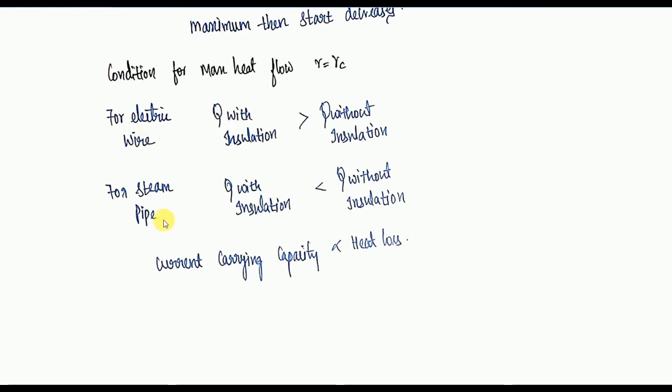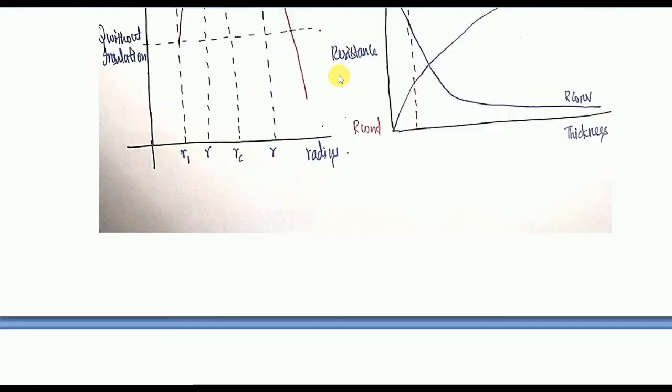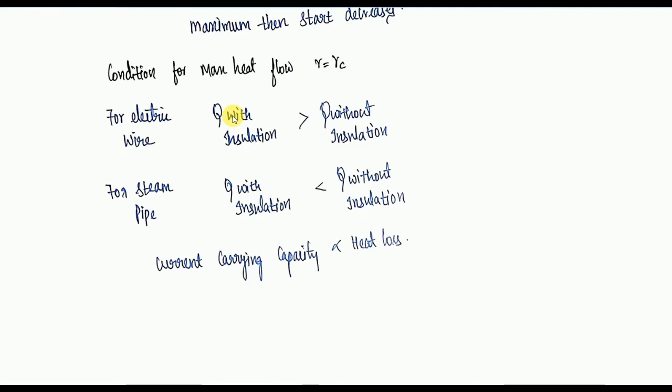You can find these things in some 1-mark questions, where you are given the condition for maximum heat flow, that is R equals RC. At RC only there is maximum heat flow. And for the current carrying capacity, I will be addressing why the current carrying capacity is directly proportional to heat loss.